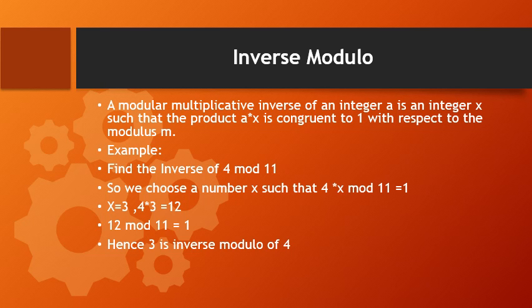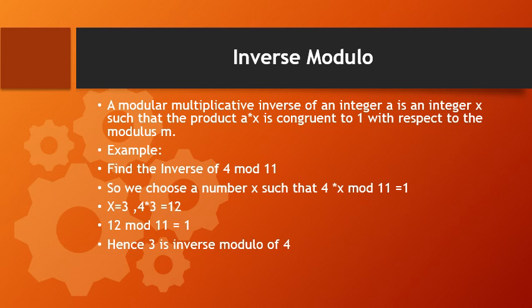Let's say we have the number 4, the modulus is 11, and we need to calculate the inverse of it. So for now, let's say x, we multiply 4 and the number x and take the modulus, and it's 1. So we need to find the number x. By trial and error, I've just chosen x as 3. If we multiply 4 into 3, we get 12, and 12 mod 11 is nothing but 1. Hence we can say that 3 is the inverse modulo of 4.